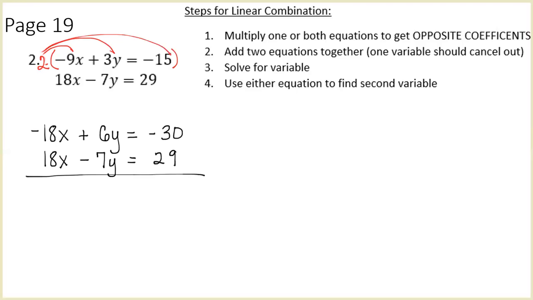And now we're ready to add these together. So when I add them together, because I multiplied that top one by 2, now these are opposite. We can cancel that out. And that gives us negative 1y equals negative 1. Divide both sides by negative 1. And y equals 1.